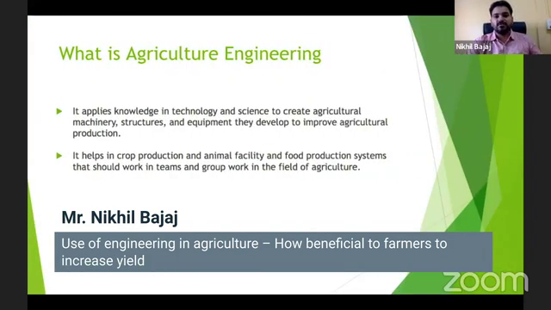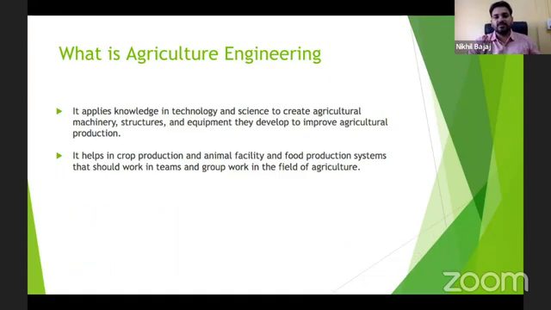Now we'll discuss what agriculture engineering is. Agriculture engineering is basically the use of technology and science in agriculture to develop machinery, structures, and to develop improved agricultural production.